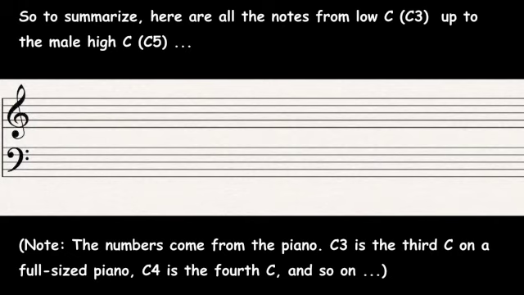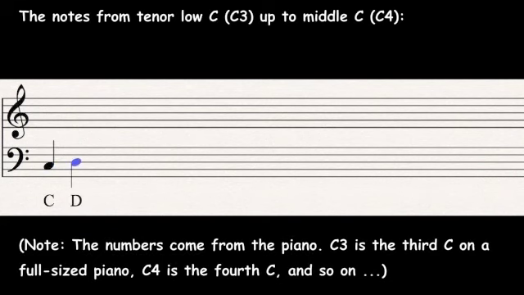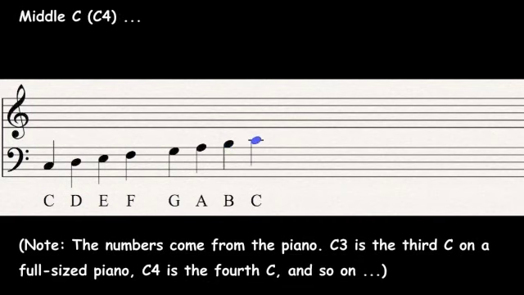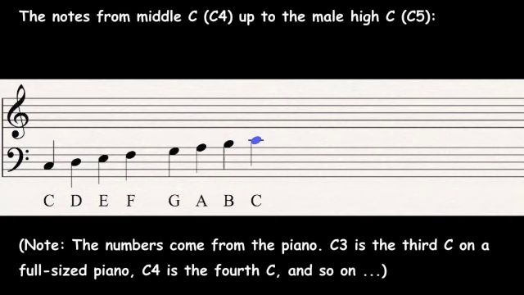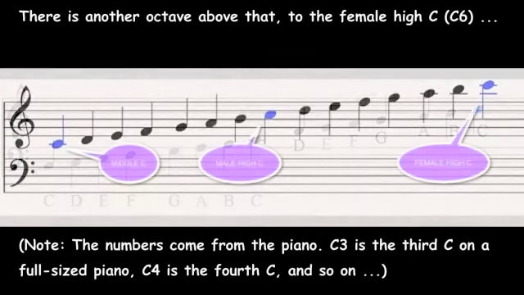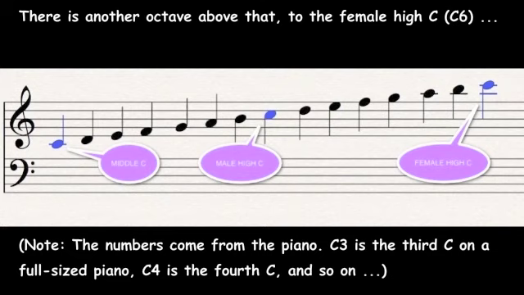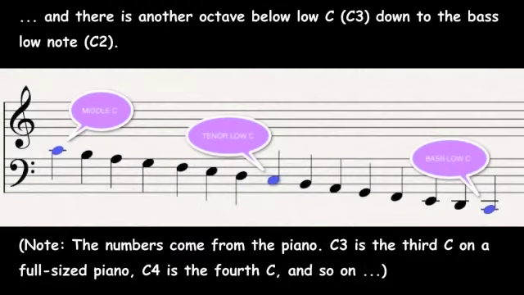So to summarize, here are all of the notes from low C up to the male high C. C, D, E, F, G, A, B, middle C. Middle C, D, E, F, G, A, B, male high C. There is another octave above that up to the female high C, and there is another octave below the low C down to the bass low note.